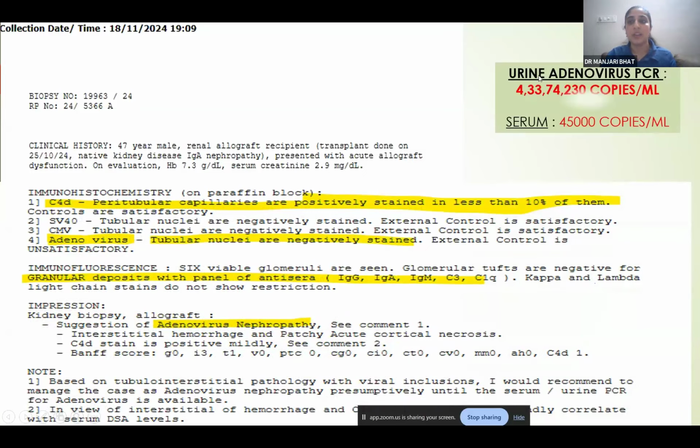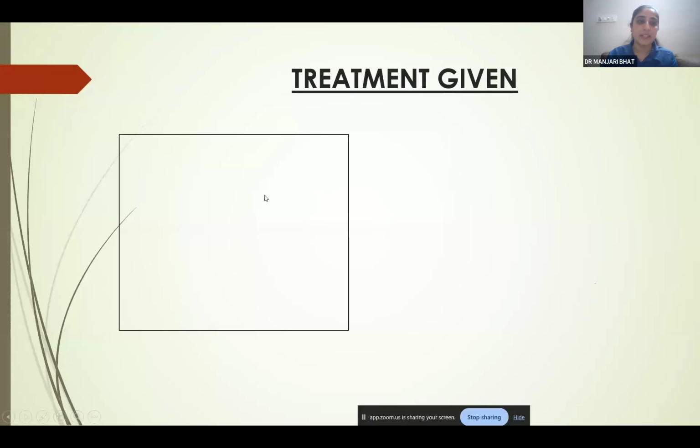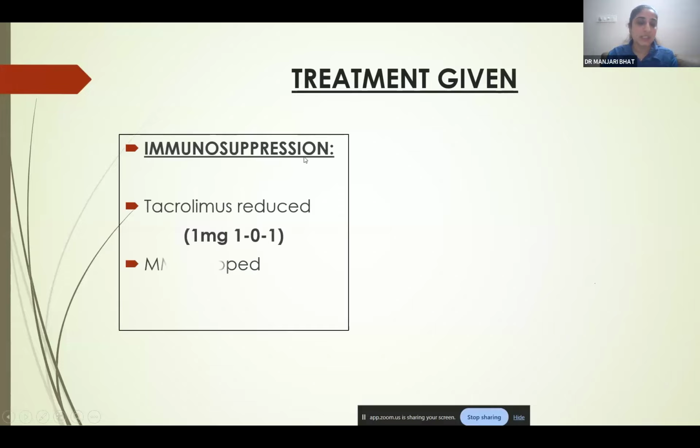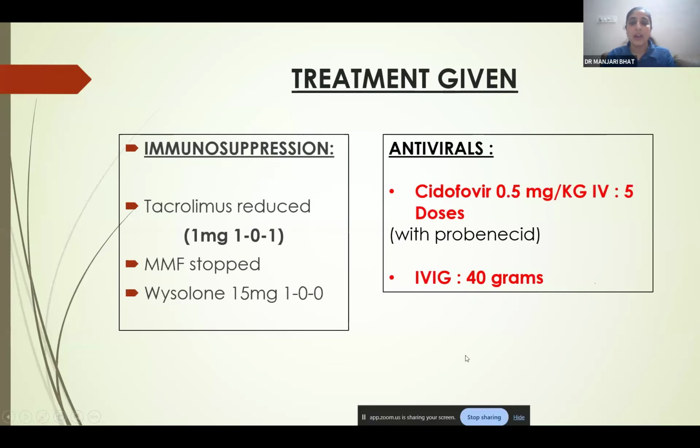Meanwhile, his urine adenovirus PCR came back as positive, that too more than 4 lakh copies per ml. Serum had more than 55,000 copies per ml. Now, how did we treat him? We initially reduced his immunosuppression. Tacrolimus was reduced to 1 milligram BD. MMF was stopped and Wysolone was continued at 15 milligram per day. Antivirals in the form of Cidofovir, adjusted for his renal creatinine clearance, 0.5 milligram per kg IV. A total of 5 doses were given along with probenecid, and IVIG, a cumulative dose of 40 grams, was given.